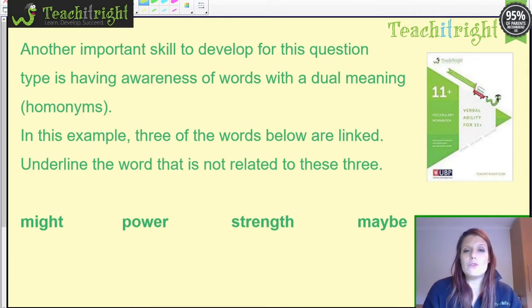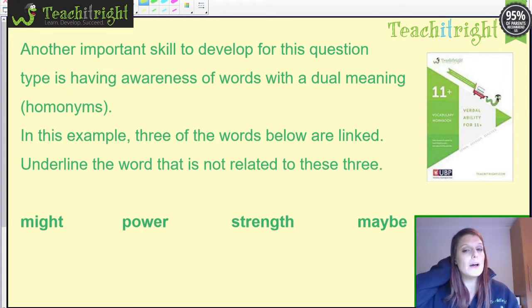Another important skill to develop is having awareness of words with a dual meaning. These are called homonyms. And in this example, 3 of the words below are linked. Underline the word that is not related to each of these 3. So I'm going to talk about dual meaning words, but let's just have a look at our example. Might, power, strength, maybe.